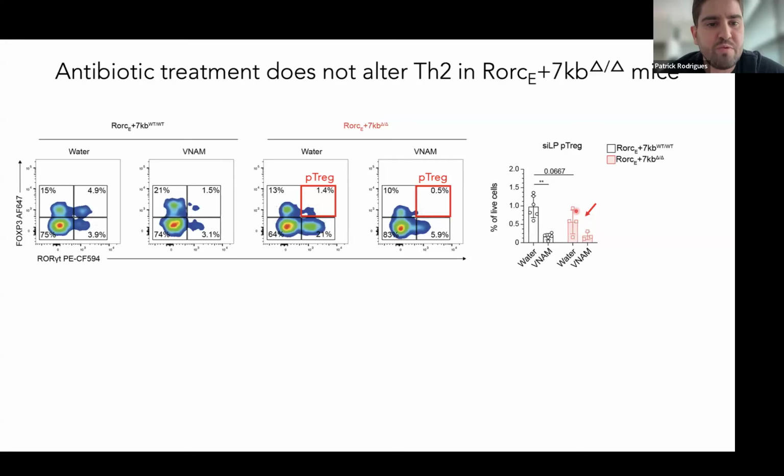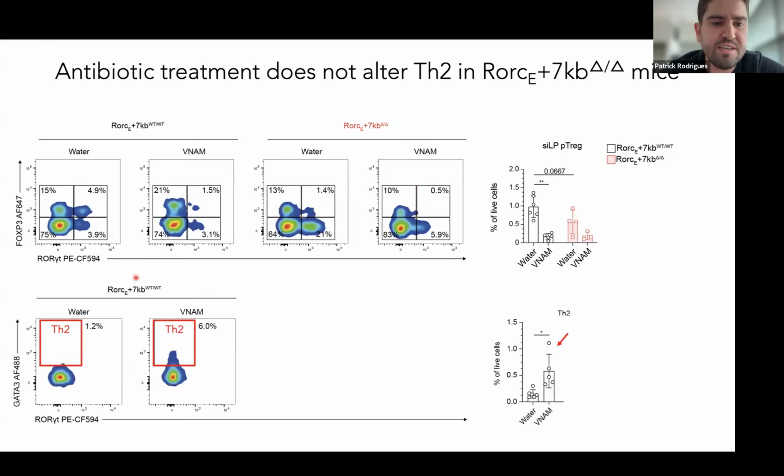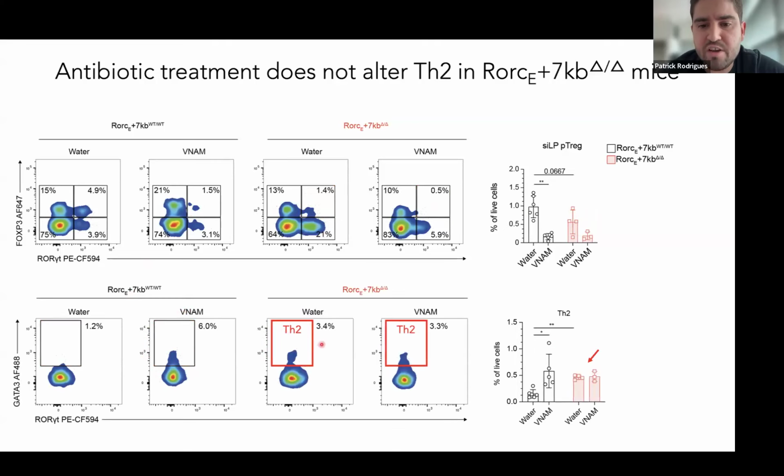For the Th2 compartment, we were actually very happy to see that whenever you treated the wild-type mice with antibiotics, the Th2 compartment increased. Whereas in the enhancer knockout, we actually didn't see a difference in the Th2 compartment, which indicates that even though you deplete more microbiota, the Th2 expansion does not seem to increase.